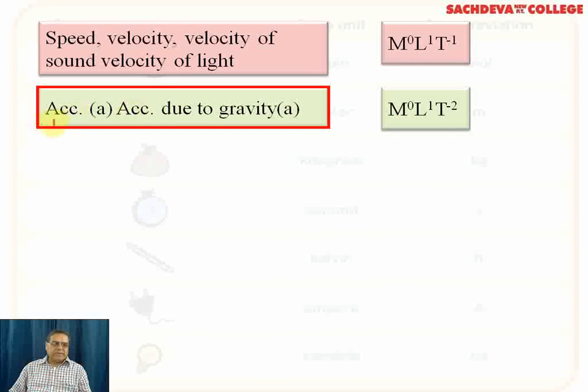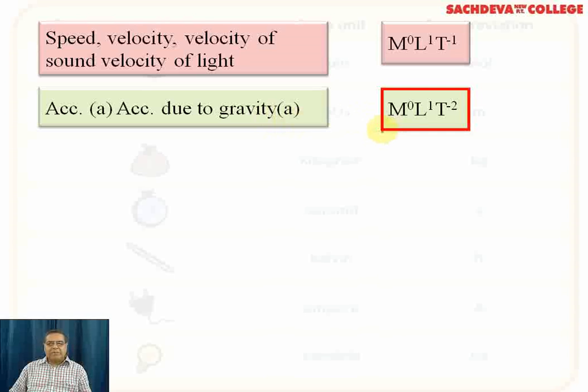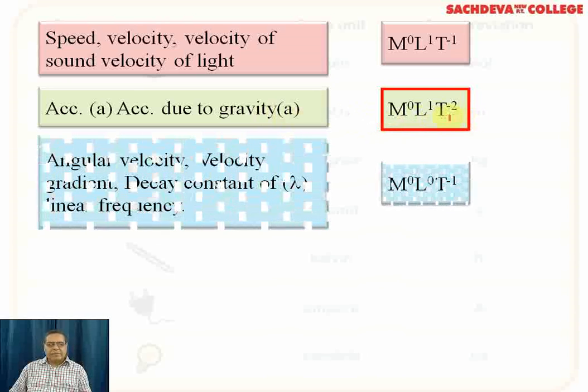Then comes acceleration and acceleration due to gravity. Acceleration means rate of change of velocity. So we put the dimensions of velocity and divide by the dimensions of time. And we come to the conclusion that the dimensional equation of acceleration and acceleration due to gravity will be M⁰L¹T⁻².